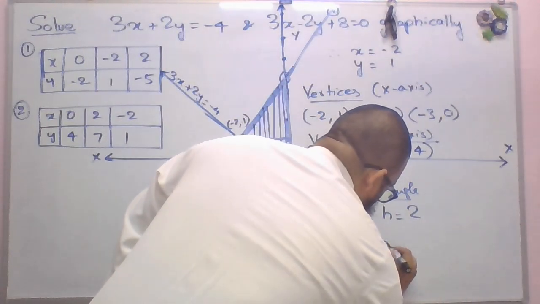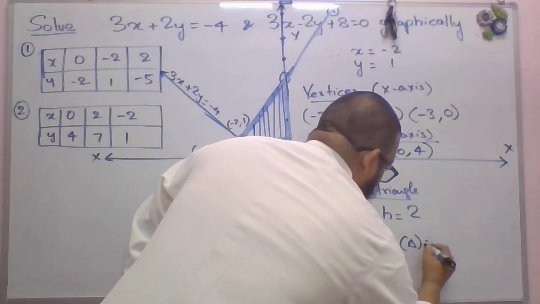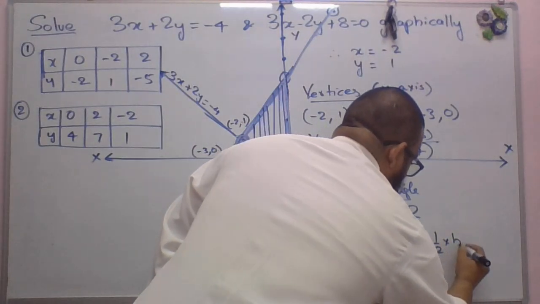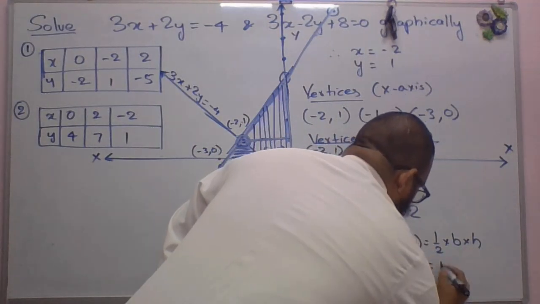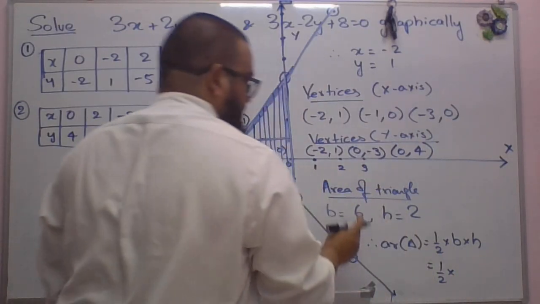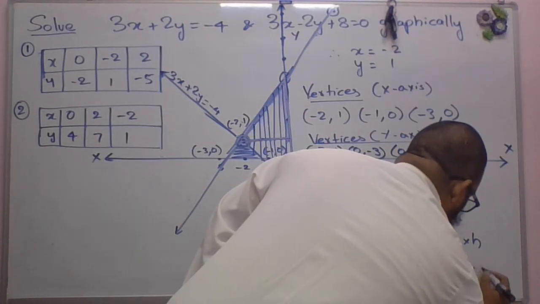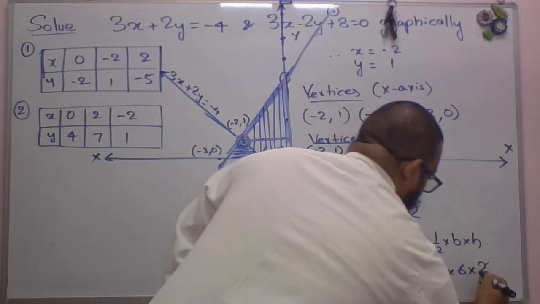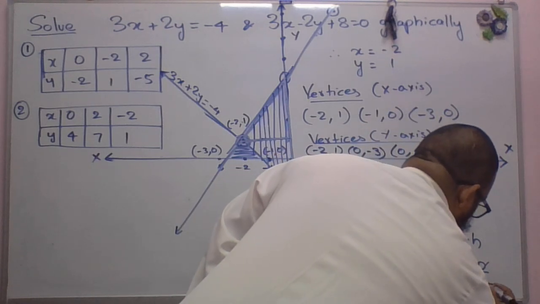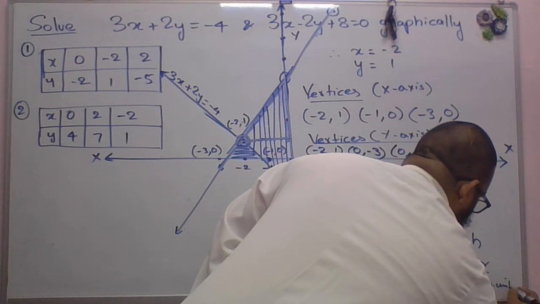Therefore, the area of the triangle is equal to half into base into height. That is half into 6 into 2. So 2 and 2 get cancelled. That is equal to 6 square units.